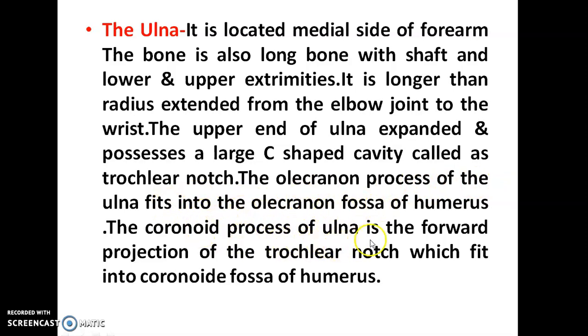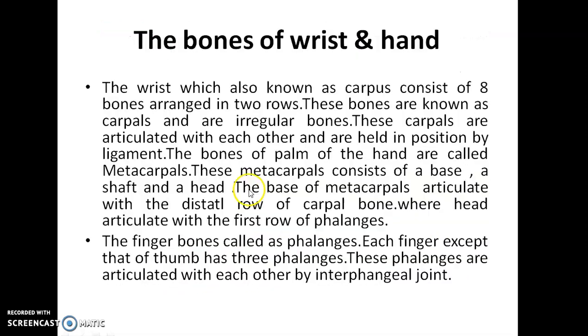The coronoid process of the ulna is the forward projection of the trochlear notch, which fits into the coronoid fossa of the humerus. The bones of the wrist and hand. The wrist, which is also known as the carpus, consists of 8 bones arranged in a row. These bones are known as carpus. Wrist bone, that is the carpus. There are 8 bones and they are irregular bones. These carpals are articulated with each other and are held in position by ligaments.